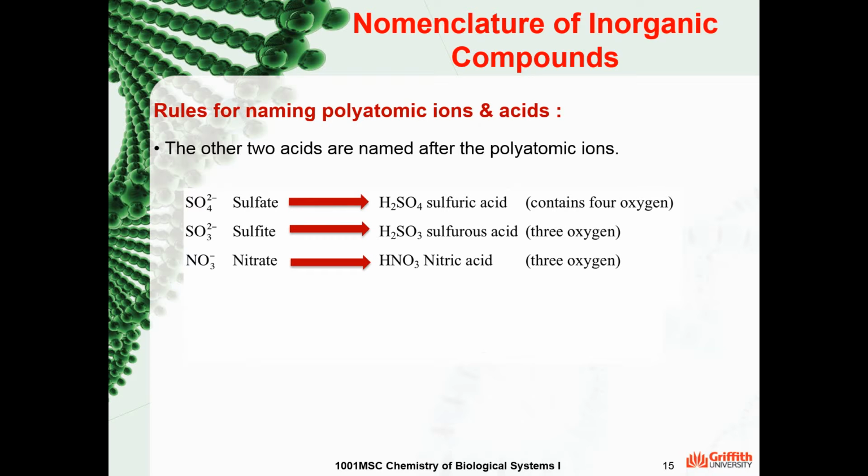Nitrogen also forms 2 polyatomic ions. The first, nitrate, has the formula NO3-, and it forms nitric acid. The second is called nitrite and has the formula NO2-, and it forms nitrous acid.